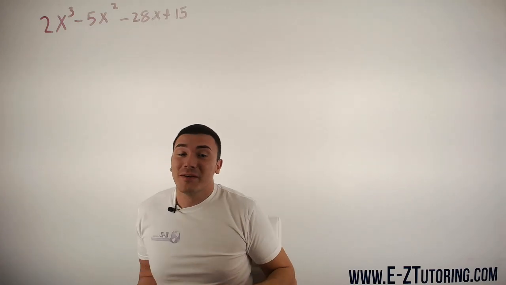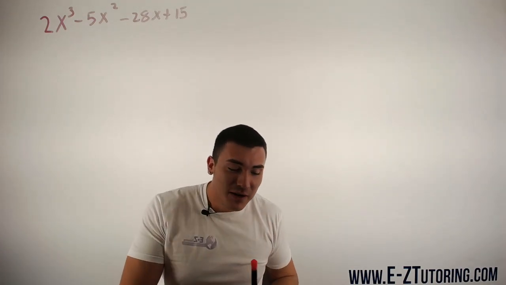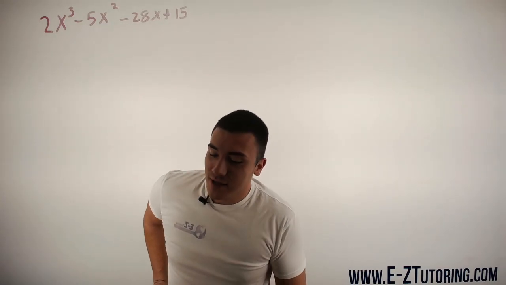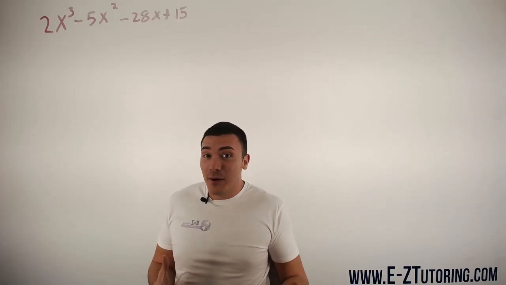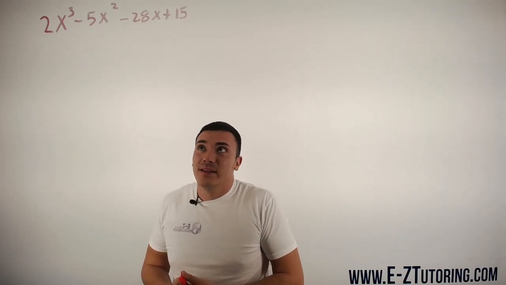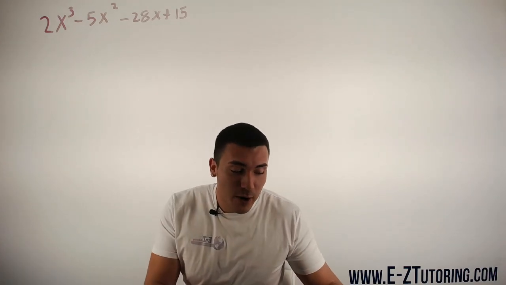Oh, one more thing we're going to cover is the remainder theorem. I already did a video on the remainder theorem, so if you haven't seen that, be sure to check it out. Now we're going to use the remainder theorem to find out which one of our possible zeros is going to work. So let's go ahead and first find our possible zeros.